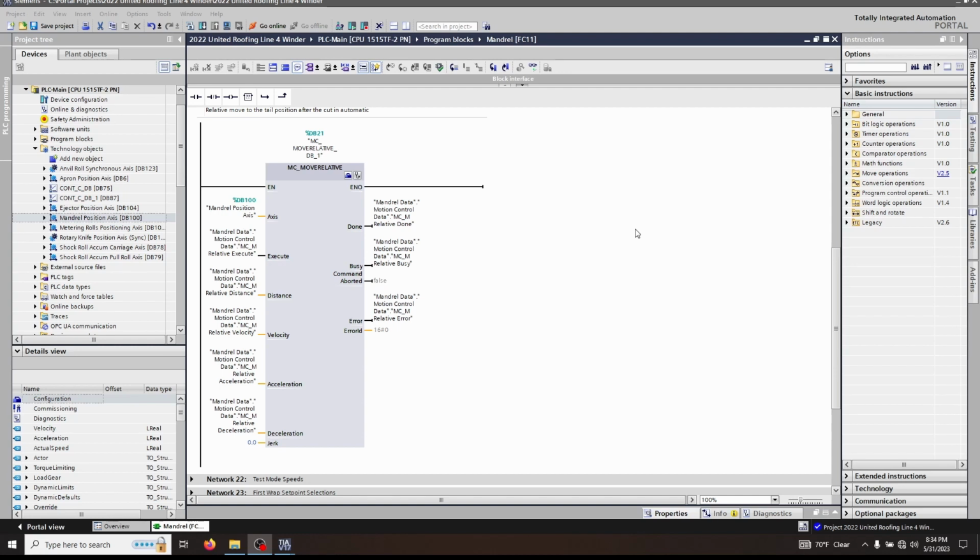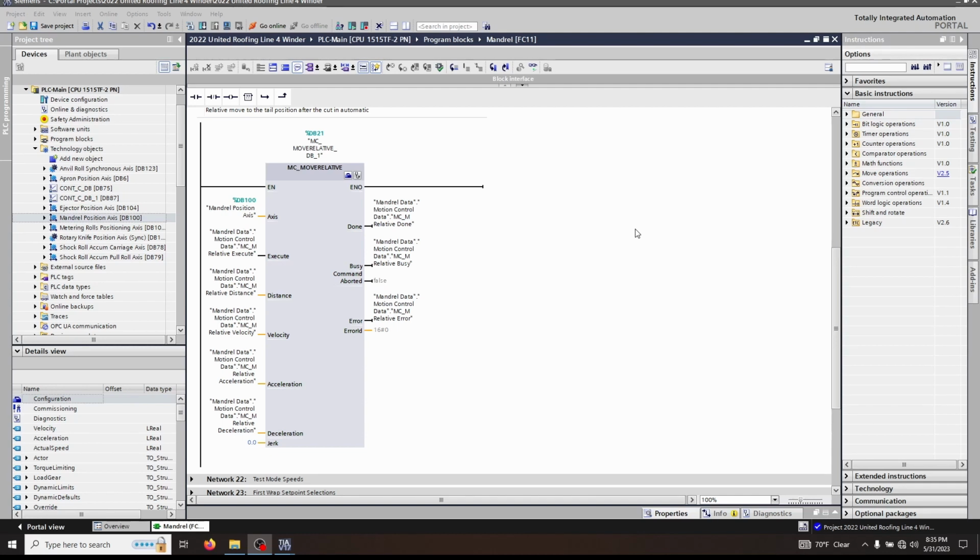Today, we're going to continue talking about our individual MC blocks available for Siemens technology objects. As always, these are ISO specified blocks, so other manufacturers may have the same name and the same functionality in their blocks. So you might be a little more familiar with these blocks than you realize. The block we're going to be talking about today is MC MoveRelative. As you might guess, this block is going to make the axis move.